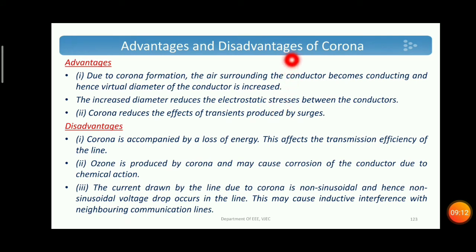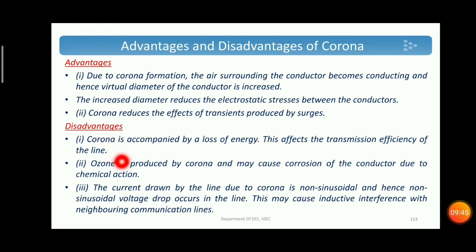Then advantages and disadvantages of corona. Due to the corona formation, one of the advantages is that the effective conductor diameter increases. That means when the corona surrounds the conductor, the effective conductor diameter increases and it reduces the electrostatic stresses between the conductors. And also corona reduces the effect of transients produced by switching surges.